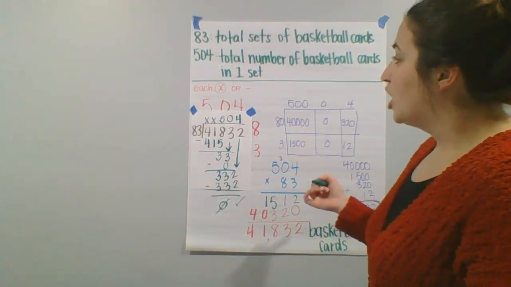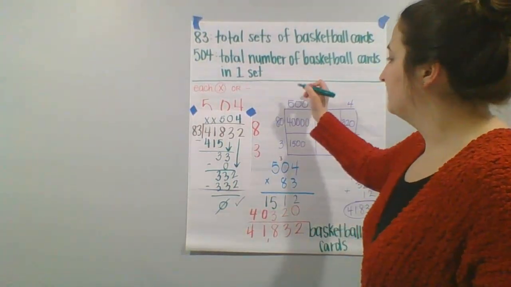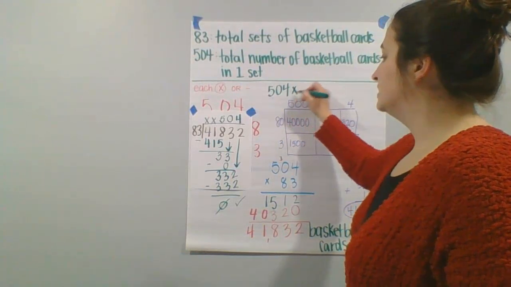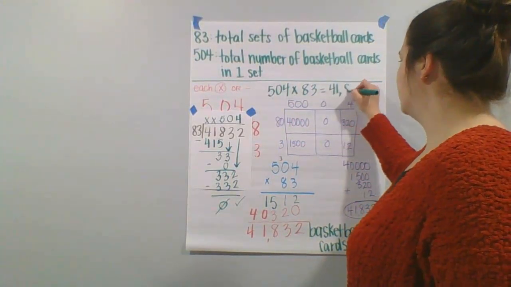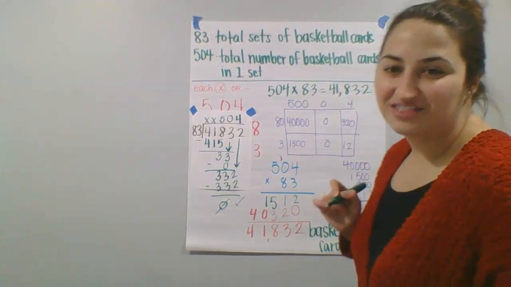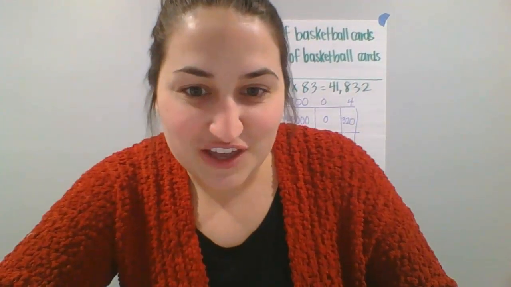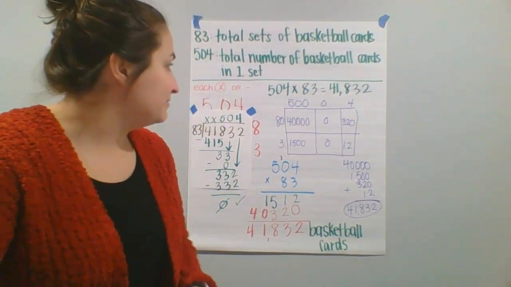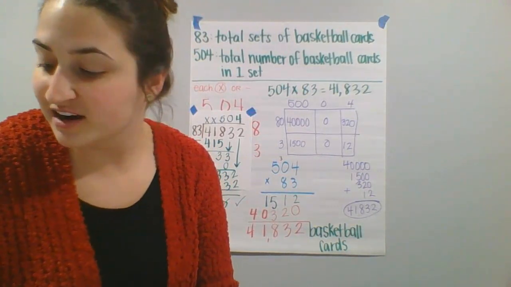And then for our problem, for that number sentence that matches our word problem, I would do 504 times 83 equals 41,832. All right. Make sure that you double check that your work matches mine. And if it doesn't, go back and make sure that you're fixing it so that you have the correct answer.